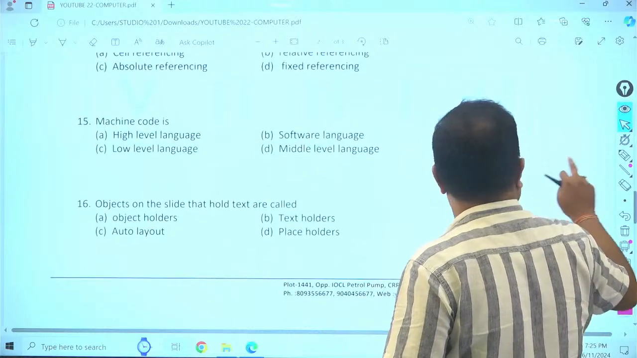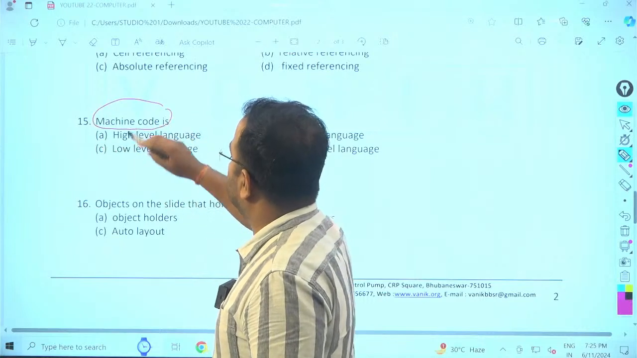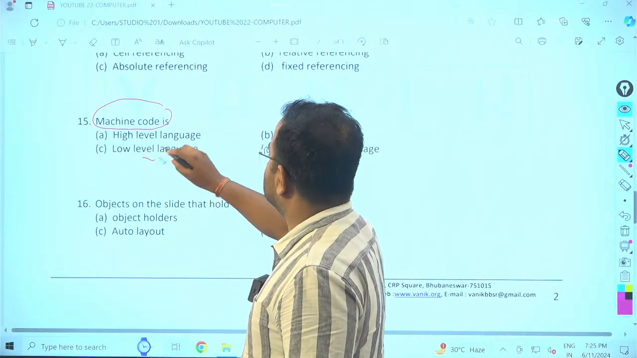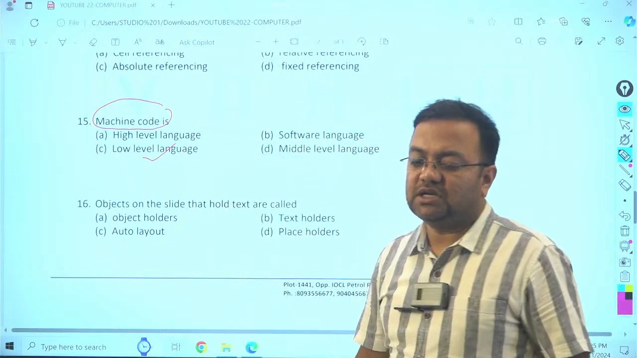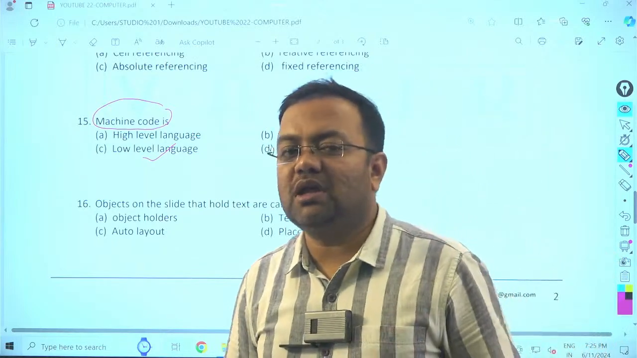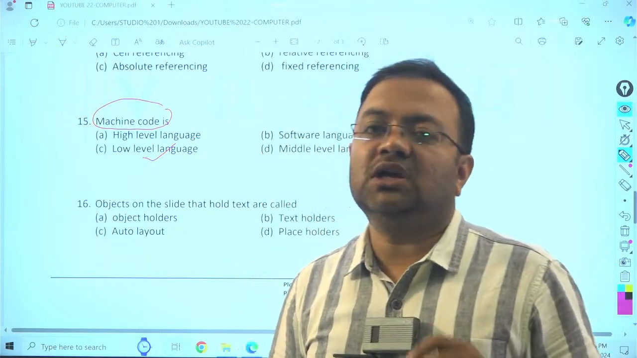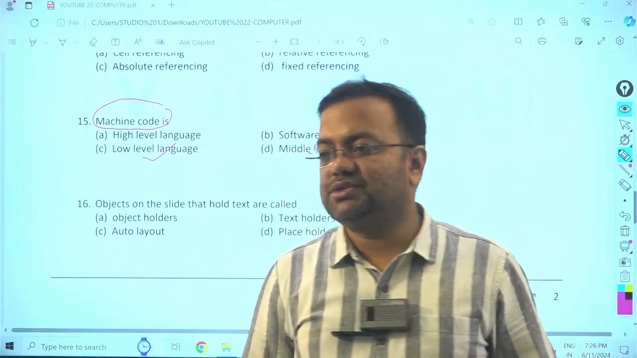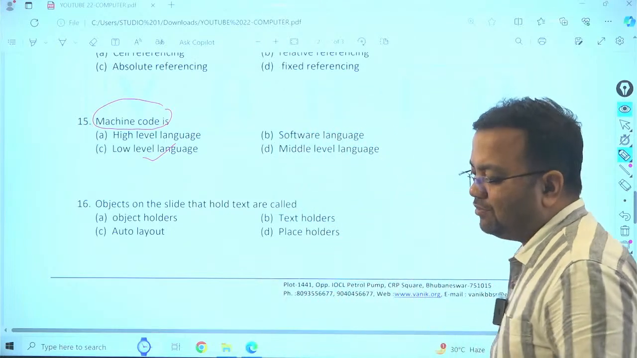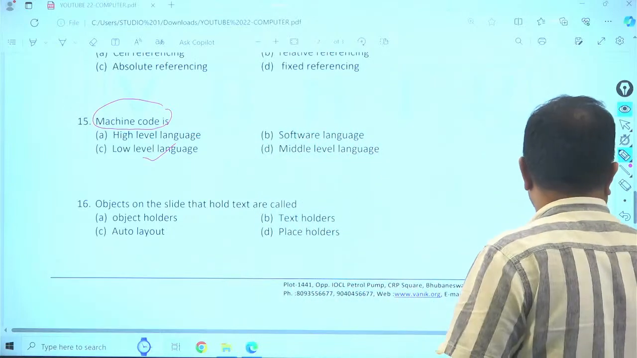Then goes to question number 15. Machine code. Machine code is nothing but your computer understandable code. This is nothing but your binary code, and it is in the form of lower level language. So if the question is what are the examples of lower level language, then the answer is machine level language and assembly language. And as it has asked about machine code, alternatively it is known as binary code or system code, or we can say computer understandable code, and it is in the form of lower level programming language. So question number 15, answer is C.